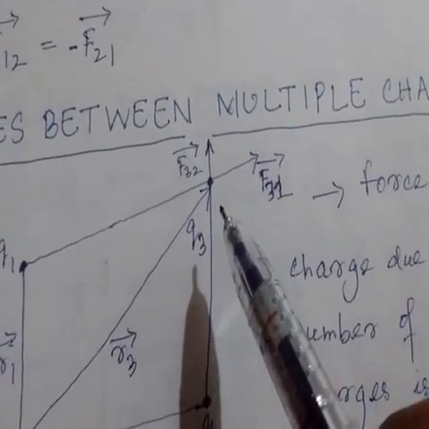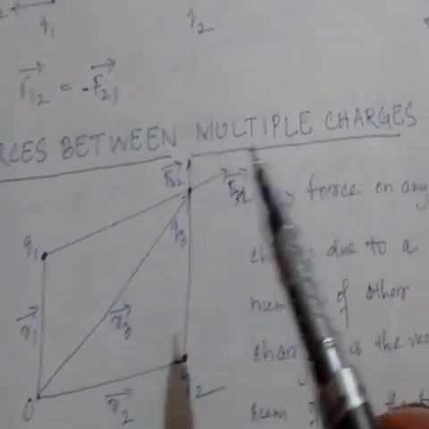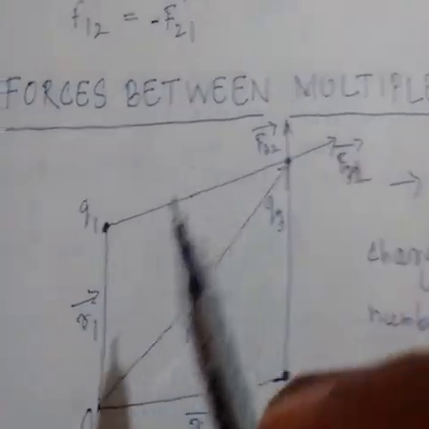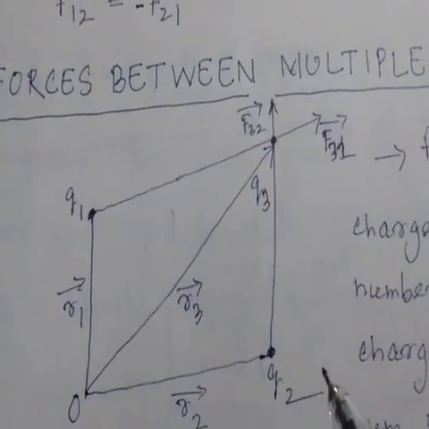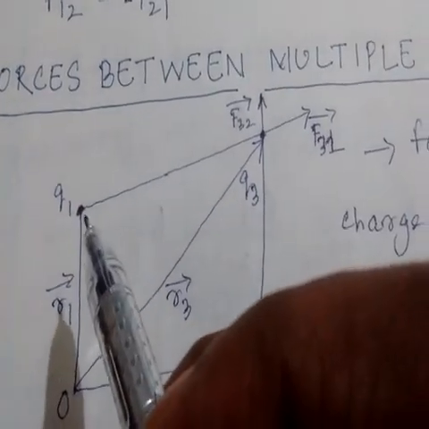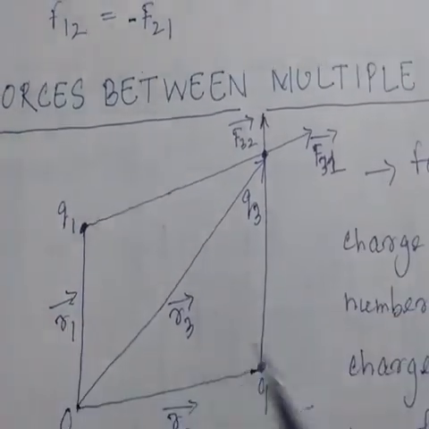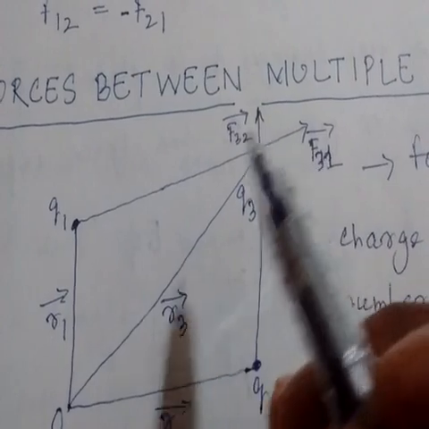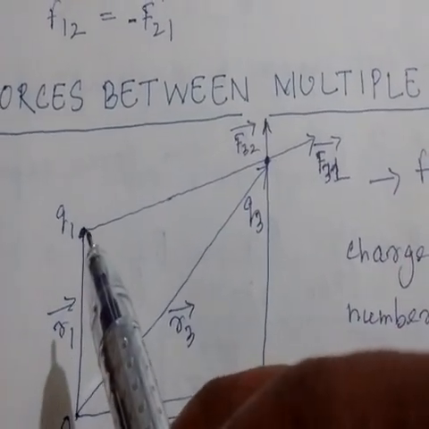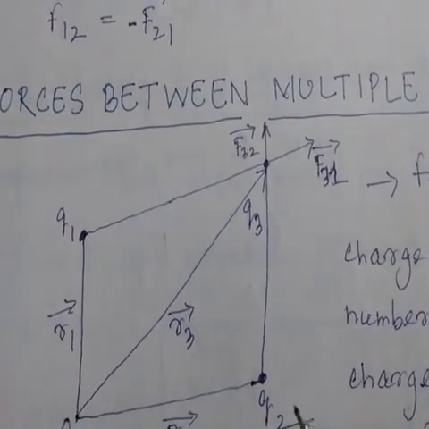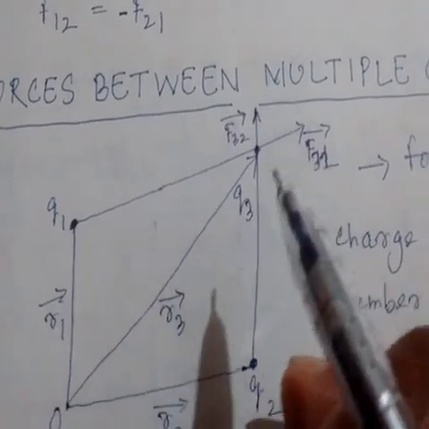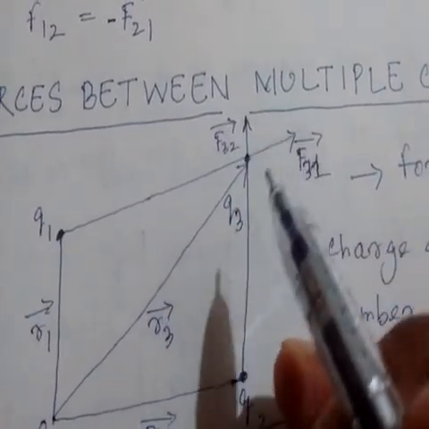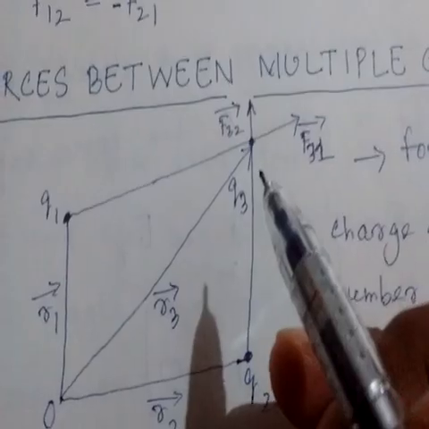Got it now? So this is forces between multiple charges. Similar is the case for Q1 and Q2. If you want to find out the net force on Q1 due to Q2 and Q3, you have to follow the same procedure as was done for Q3.